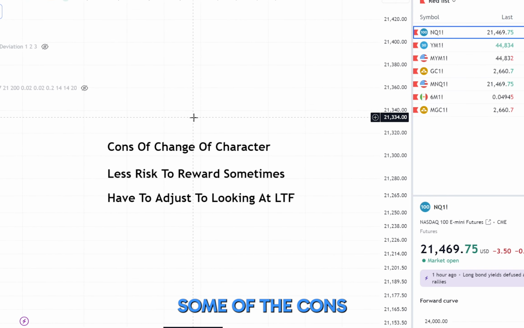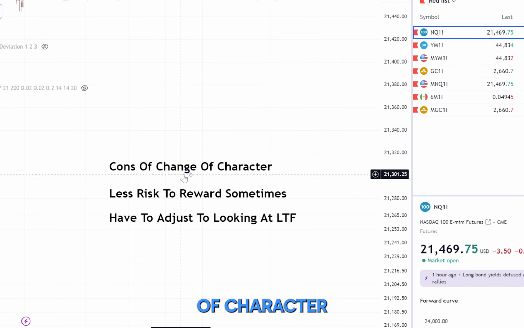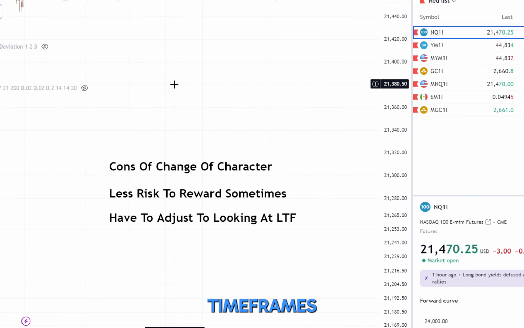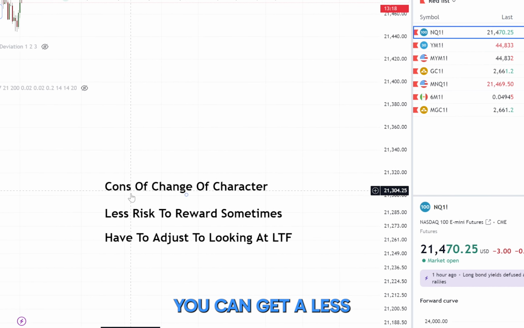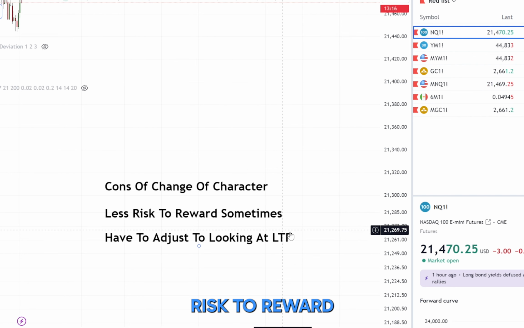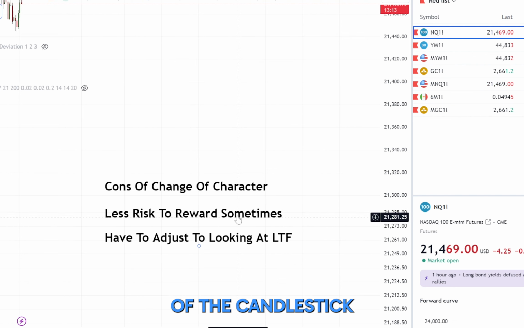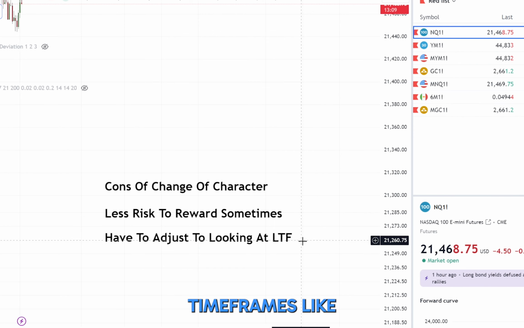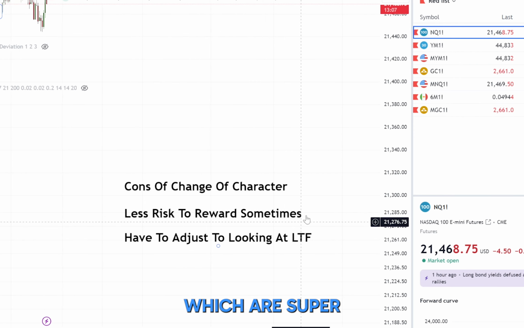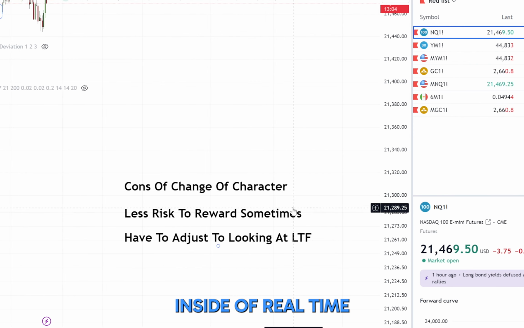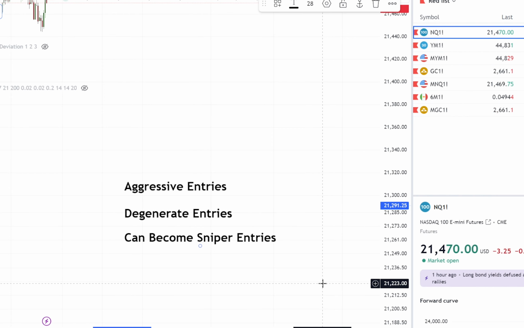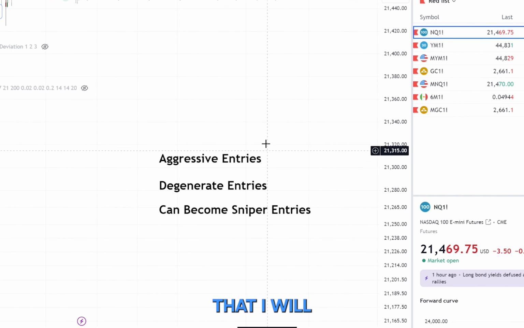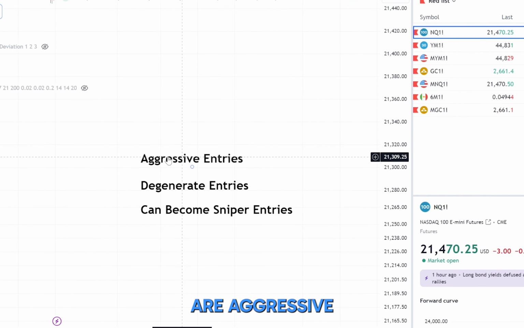So what are some of the cons of change of character on the lower time frames? The cons are sometimes you can get a less risk to reward, just like with break of the candlestick, and you have to adjust looking at the lower time frames like the 1 minute, which are super duper fast inside of real time.